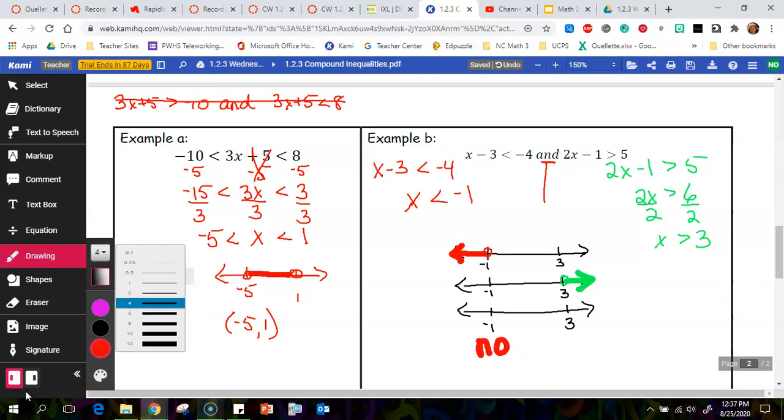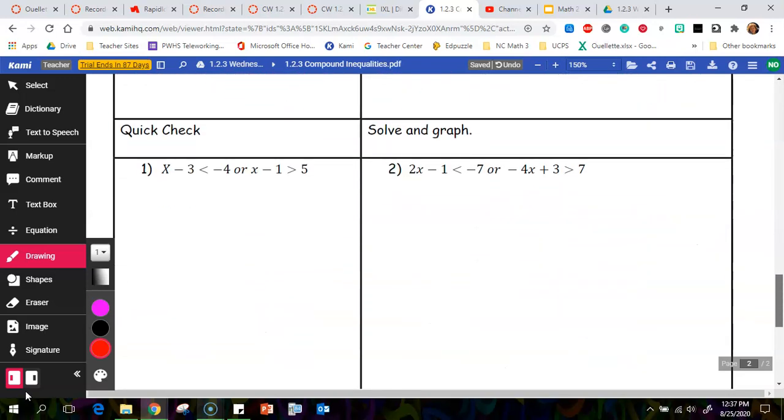Oh, I don't like that. No solution. Because there is no number that is both less than negative 1 and greater than 3 at the same time. So that's why it's no solution on that one.